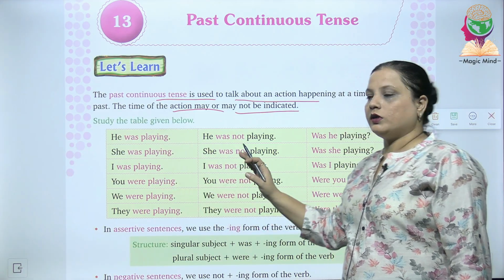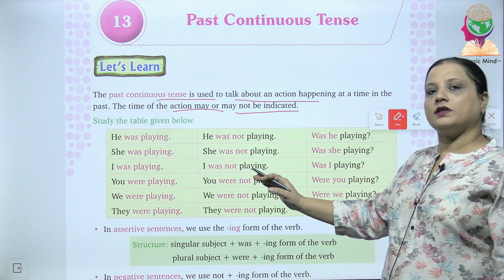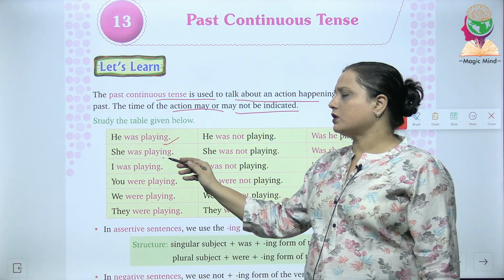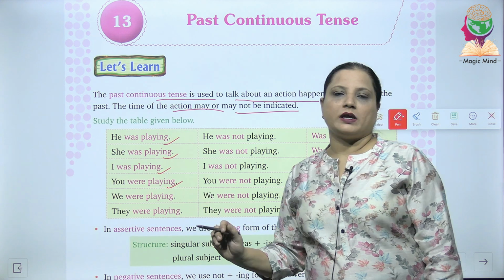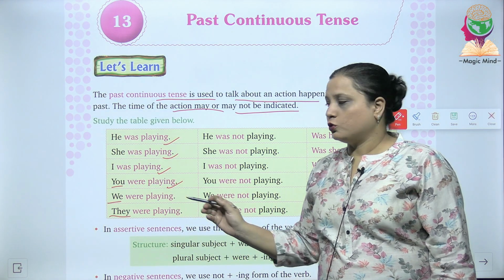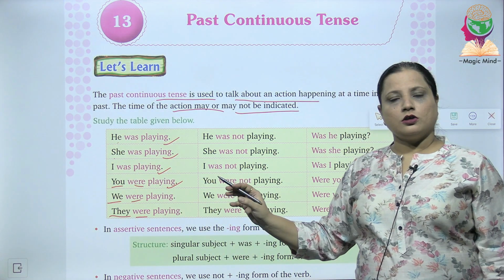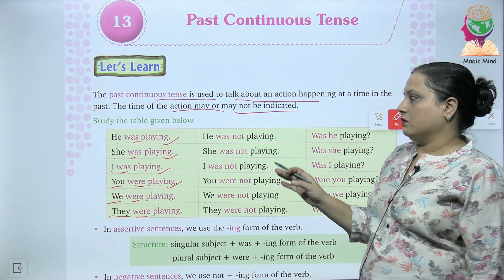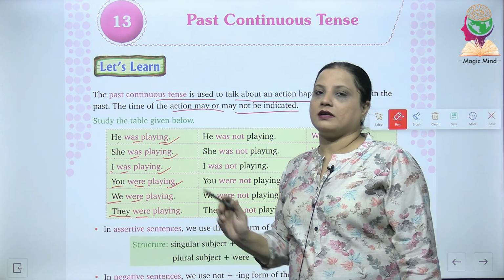Now, if you go to the table, we'll make you clear more about the topic. The first sentence given in the table is he was playing. The second one is she was playing, I was playing, you were playing. Now in plurals like you, we and they, we use were. Whereas for singular nouns or singular subject along with I, we will use was. Then the next thing that's important, along with the base form of the verb, we are using ing.